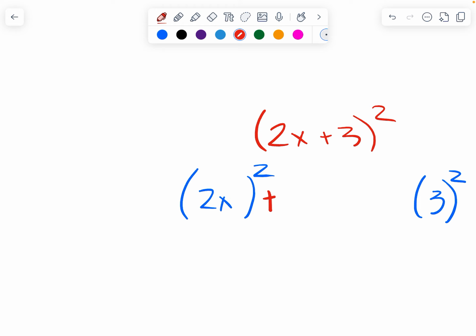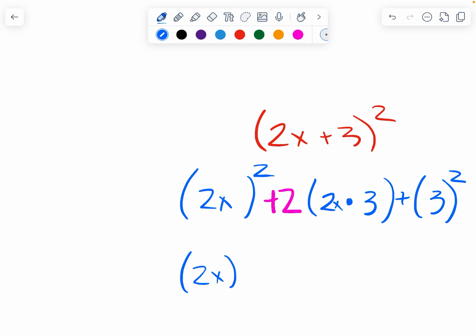And in between, I take 2 and I multiply that by the 2x and the 3. So I get, I'm just going to simplify it just a little bit. Oh, I didn't mean to put 9. I meant to put 3 squared. Okay.